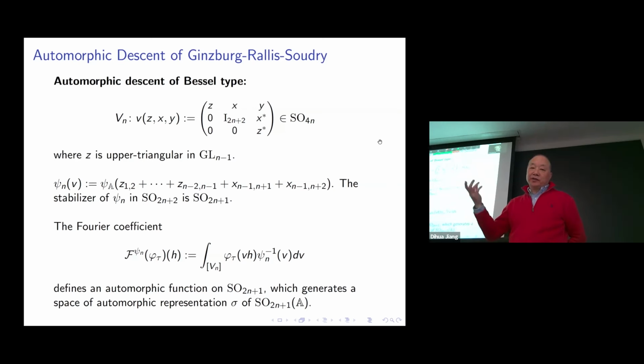And this is compatible with the global Gan-Gross-Prasad conjecture. So you take a Fourier coefficient like this, and this will become an automorphic function on SO2n plus 1. So the thing is, what are these automorphic functions? We want to understand.